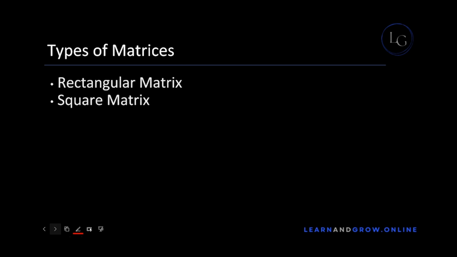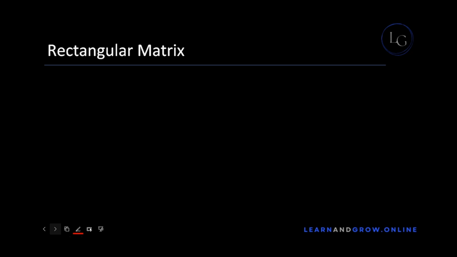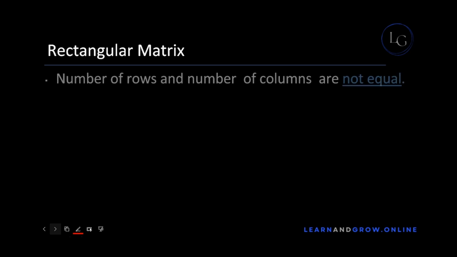Now we will discuss the types of matrices. Now there are many types of matrices, but over here we will only discuss rectangular and square matrices. Now always remember that rectangular and square matrices are opposites of each other. Like, let's take a look at the rectangular matrix. In the rectangular matrix, the number of rows and the number of columns are not equal. In other words, M is not equal to N.